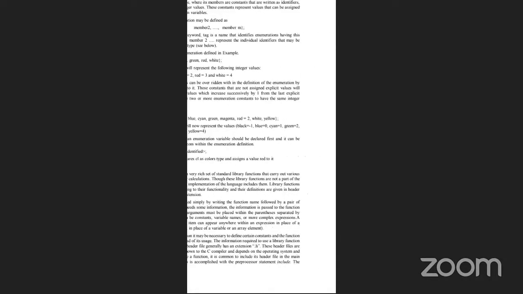Functions may need certain constants to be defined, and the function might have to be defined ahead of usage. The information required to use a library function is placed in a text file called a header file, generally with the extension .h. These header files are placed in a specific folder known to the C compiler, which depends on the operating system and compiler, and hence are included with the preprocessor statement include.